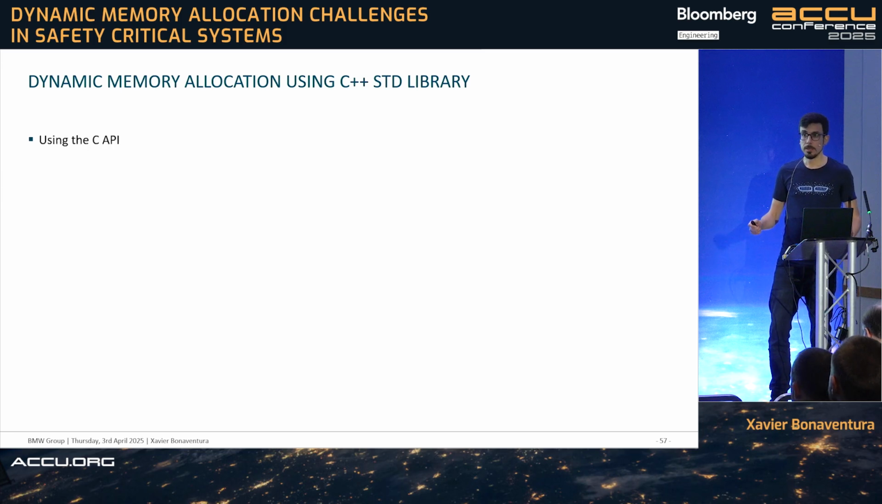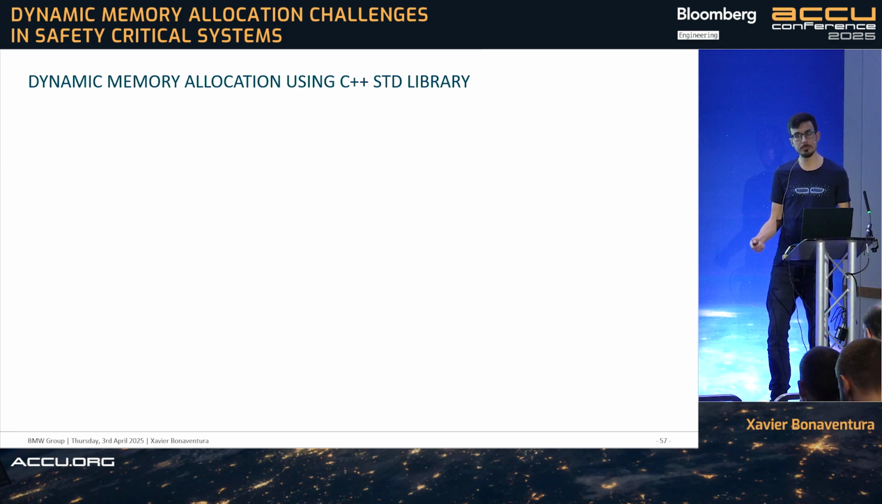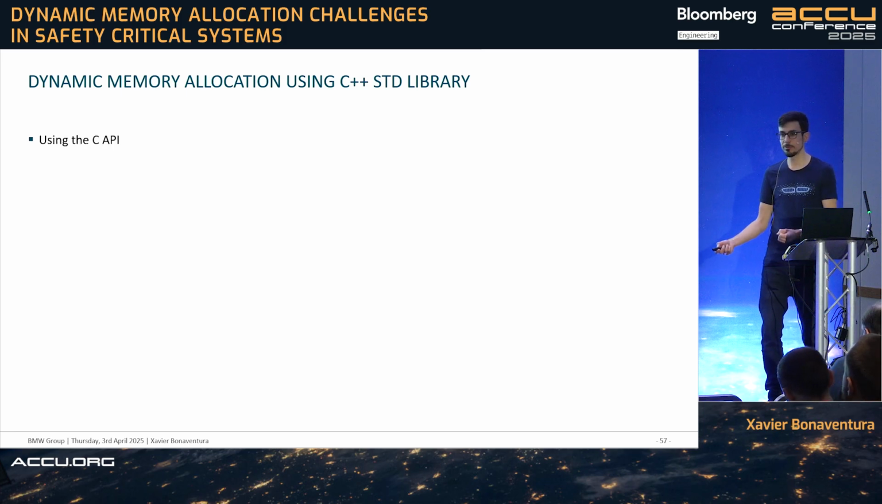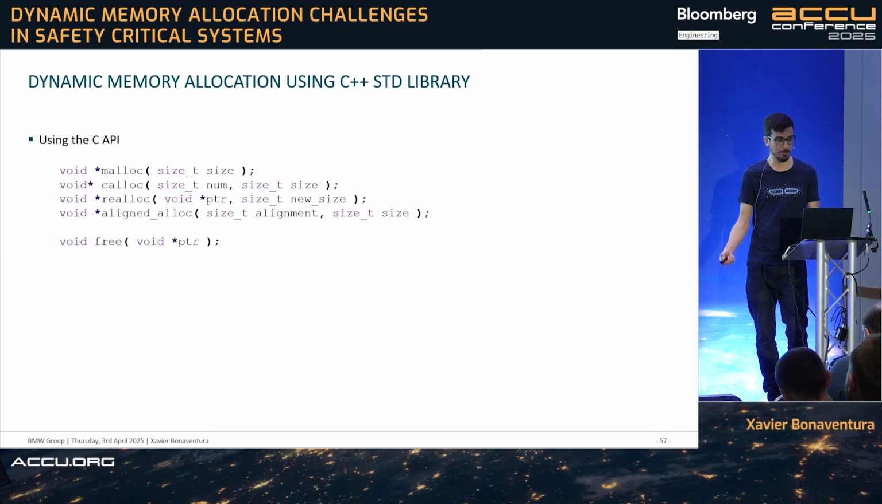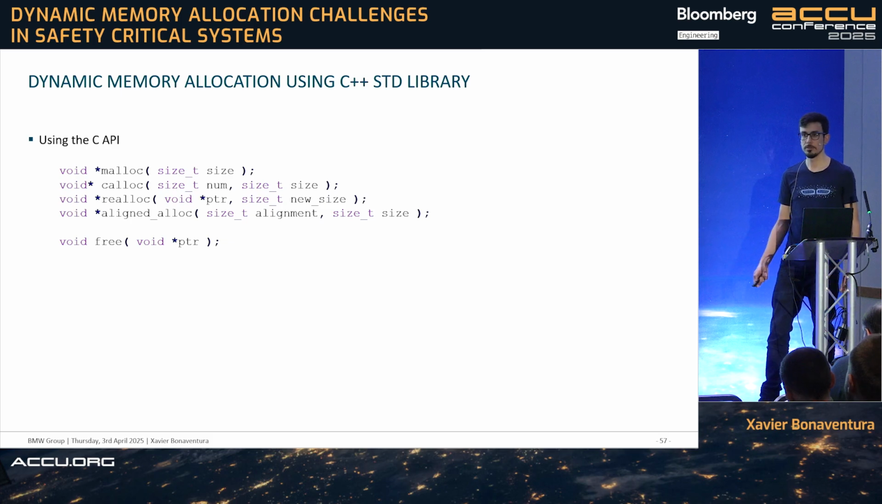Okay. Now we saw how we can allocate memory dynamically with the core of the language. But what about the C++ standard library? What are the mechanisms that we could end up with dynamic memory allocation? Well, we are based on C. We can just grab the C API that is there, exposed. We can call malloc, calloc, realloc, aligned_alloc, and we can free the memory with free. That would be one option to end up with dynamic memory allocation.